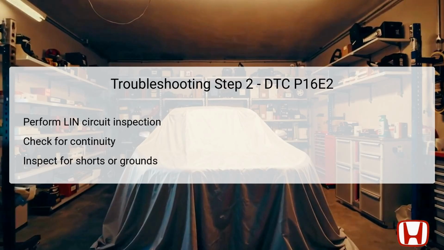Begin by ensuring that the LIN BAT sensor circuit is not open or shorted. Utilizing a multimeter, check for continuity in the wires and ensure that there are no breaks or shorts along the circuit path. It is critical to confirm that there are more than 1 mega ohm of resistance in the circuit to rule out shorts to ground.